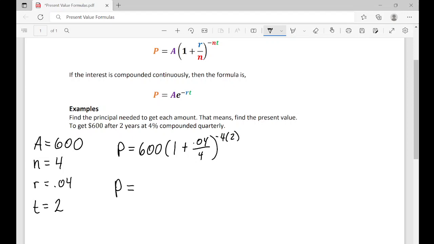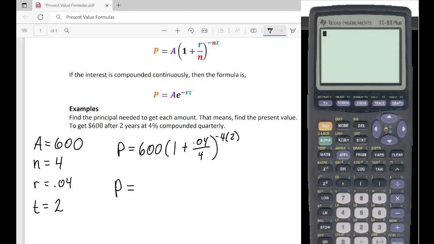And here, we just use our calculator, so let's bring up our calculator and use it. So, 600 times 1 plus 0.04 divided by 4 raised to, and I'm going to put this in parentheses just so it doesn't mess up, negative 4 times 2, which is just going to be 8, so I'm going to say negative 8. And make sure I use the negative, not the minus. So it's all plugged in. I'm going to hit enter.